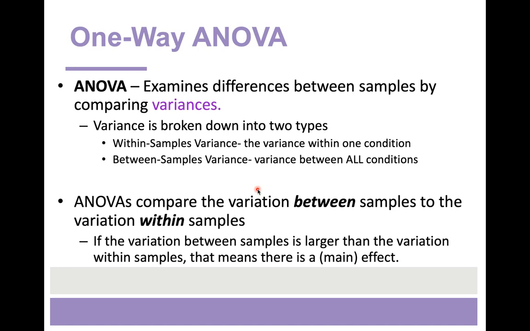So now we're going to talk a little bit about the theory behind the statistics of a one-way ANOVA, and then we're going to do an example.